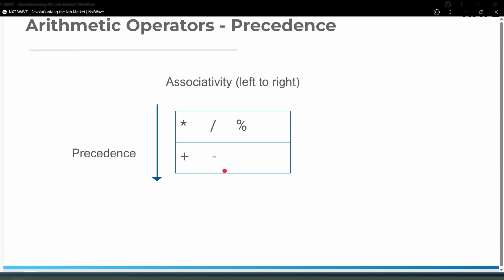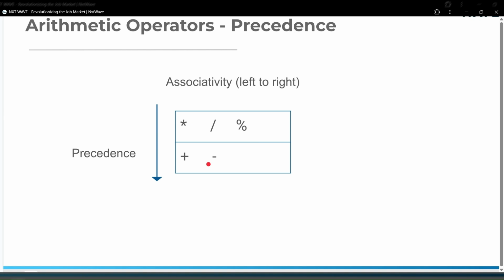Here are the arithmetic operator precedences. Precedence tells which operator is preferred first, and associativity is the property that decides the order, which here is from left to right. Multiplication is the star, forward slash is division, and modulus is the percent sign, which gives the remainder. After that, the second preference is addition and subtraction.